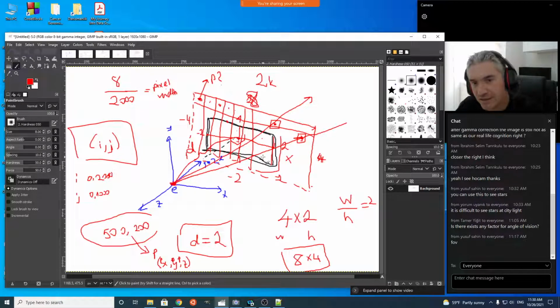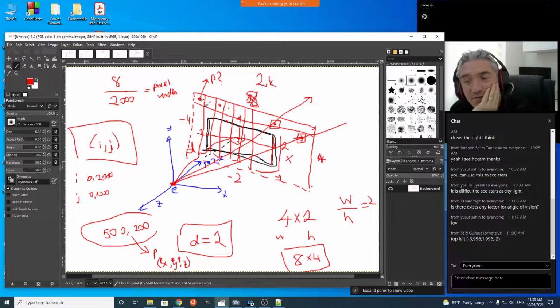So this is a really nice geometric problem, which is not very difficult to solve actually. In our case, for example, you probably found the top left correctly, most probably 3.996, 1.996, and -2. Very good. It has to be, since our gaze and our up vector are all aligned with the world coordinate system. We already know its z-coordinate, right? The z-coordinate of all the pixels has to be -2.